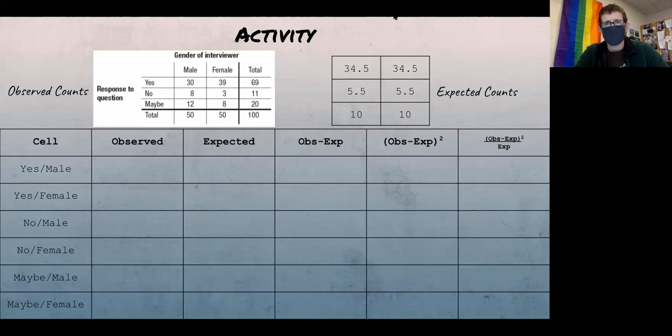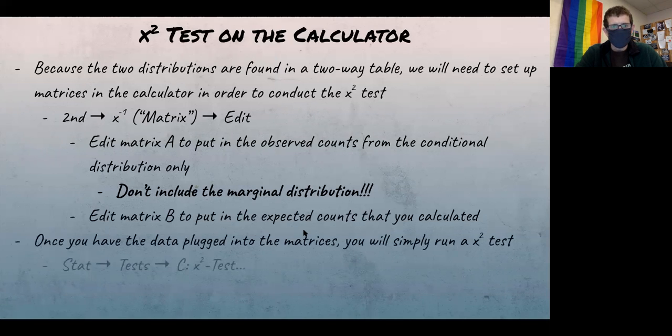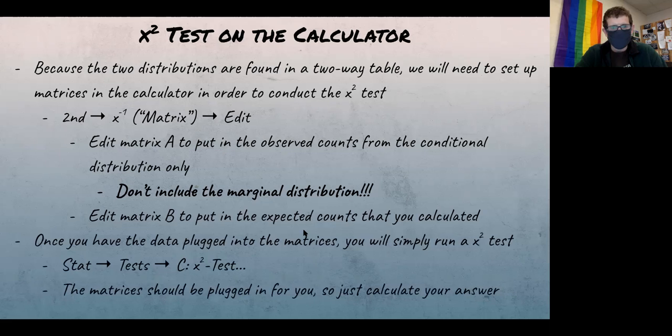I'll give another little bit of time, make sure everyone has gotten that far. So now that we have our two matrices set up, I tell you to leave the observed counts in A and the expected counts in B, because when we do the chi-square test, it's already set up that way.